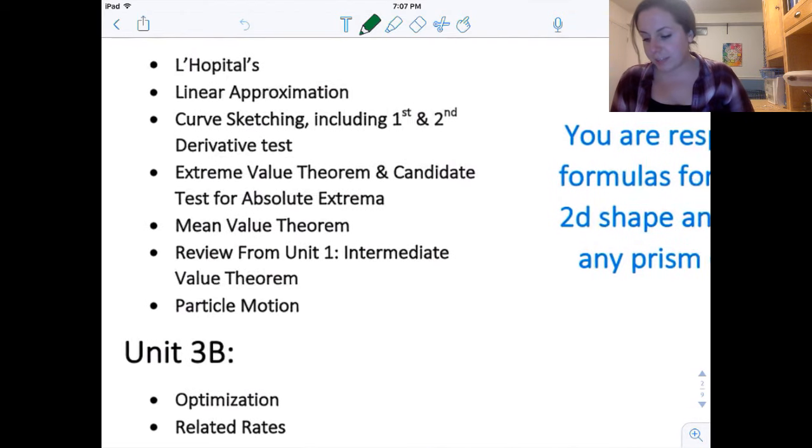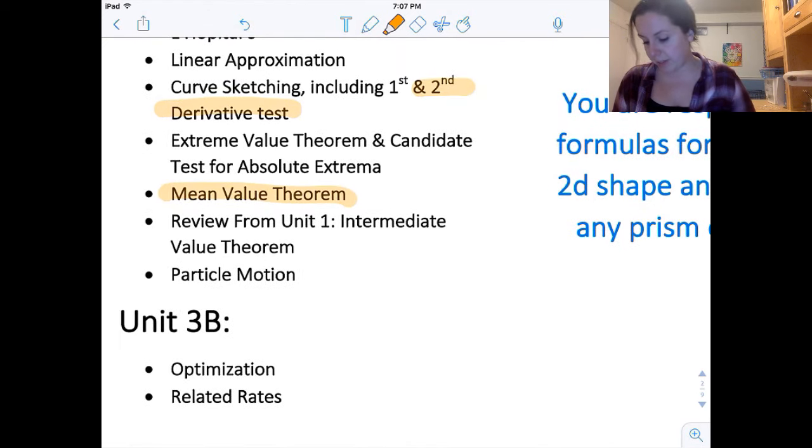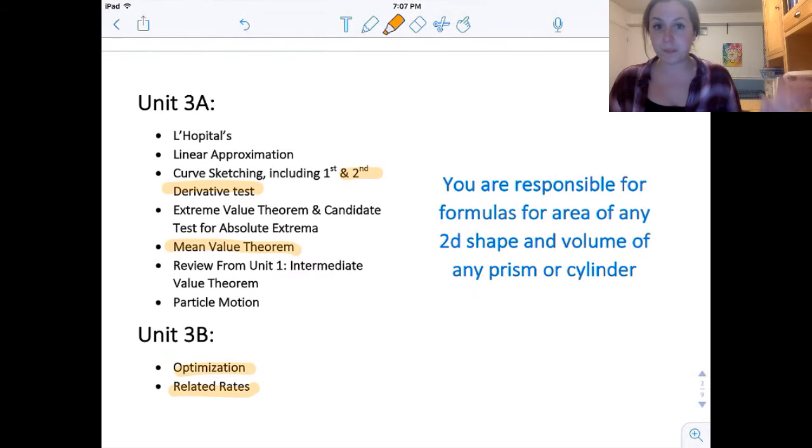In this part, the things that I really want to talk about are curve sketching, and especially the second derivative test. That was something that my class and Mrs. Belden's class both sort of struggled with on our last test. Mean value theorem was one of the most highly requested topics. And then we're going to hit definitely on optimization and related rates. Other things in here we will hit, but we're not going to spend a ton of time on them. I'm just going to give you guys some reminders.